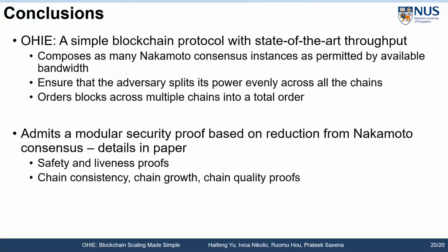I hope my presentation of OHIE has demonstrated the simplicity of its design. OHIE simply runs many parallel instances of Nakamoto consensus and then uses a simple trick to totally order the blocks across different chains. Such simplicity enables us to obtain a modest security proof based on reduction from Nakamoto consensus. Earlier, I have also shown OHIE's excellent throughput, which is comparable to state-of-the-art high-throughput blockchains.